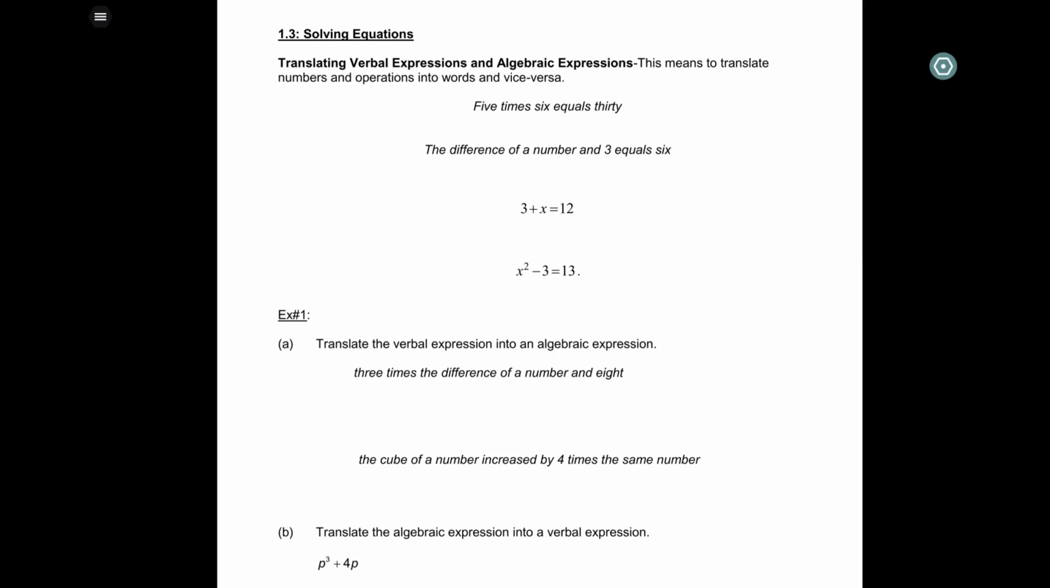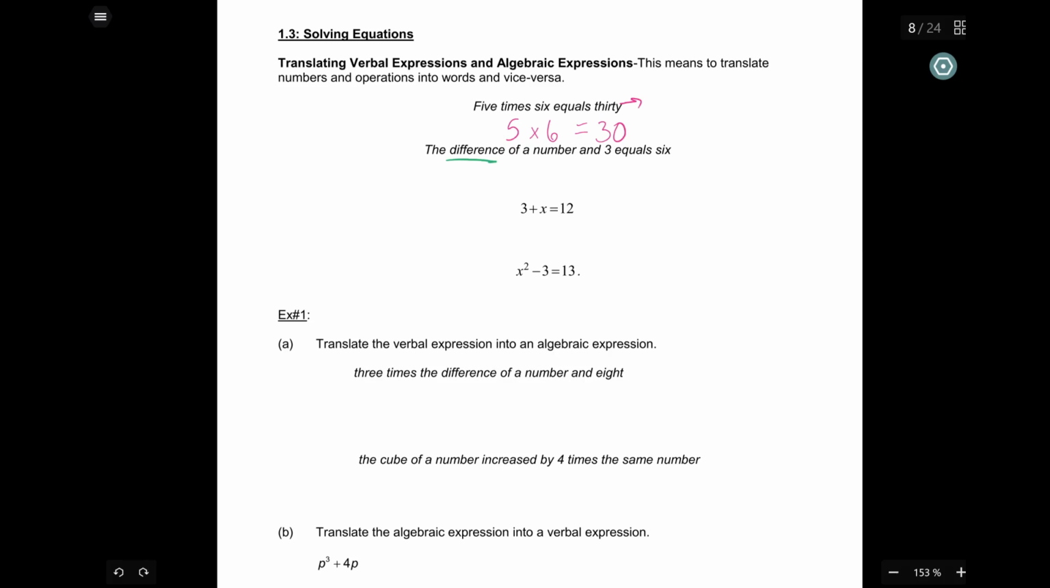So here we're going to be translating verbal expressions and algebraic expressions. Literally means we're going from words to numbers and numbers to words. So let's try this first one. 5 times 6 equals 30. So I can do 5 times 6 equals 30. So the times just means we're going to be multiplying.